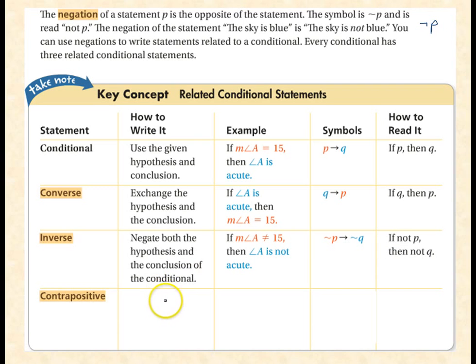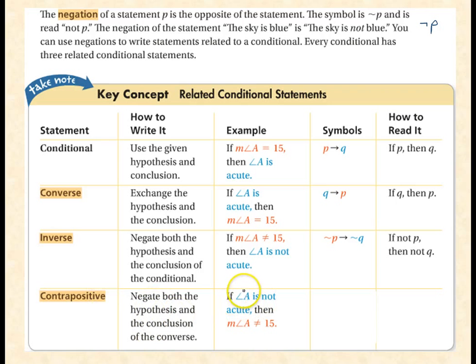The contrapositive, which was going to be my rapper name if I ever became a rapper, says you negate both the hypothesis and the conclusion of the converse. So the converse switched the order. The contrapositive switches the order and negates both of them. So if angle A is not acute, then the measure of angle A is not 15 degrees. Not Q implies not P. If not Q, then not P.